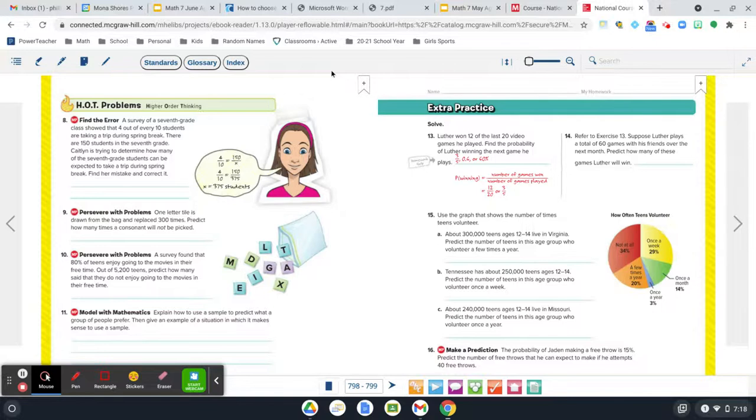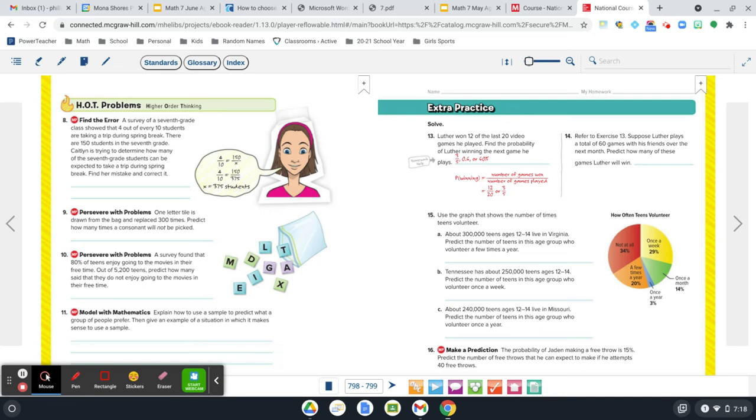We are on page 798, and we're going to take a look at number 8 at the top of the page under the higher order thinking problems and find the error. So this is just going to review what we did on Friday last week before we head into the second half of this lesson.